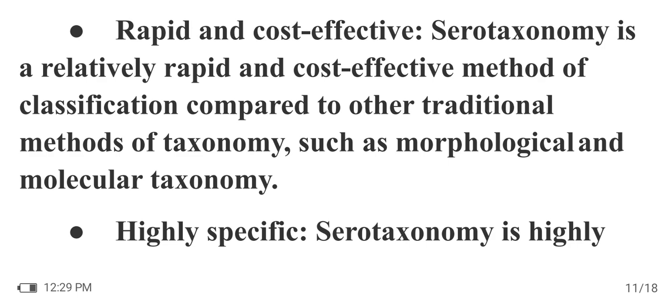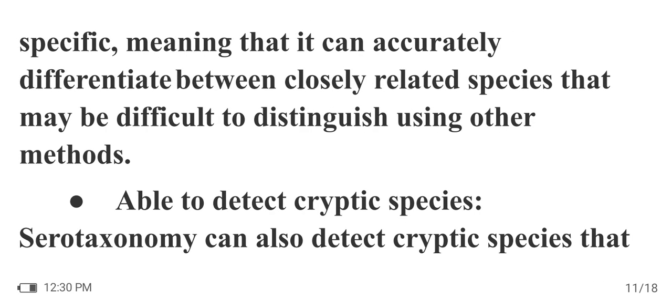Merits: rapid and cost-effective. Serotaxonomy is a relatively rapid and cost-effective method of classification compared to other traditional methods of taxonomy, such as morphological and molecular taxonomy. Highly specific. Serotaxonomy is highly specific, meaning that it can accurately differentiate between closely related species that may be difficult to distinguish using other methods.